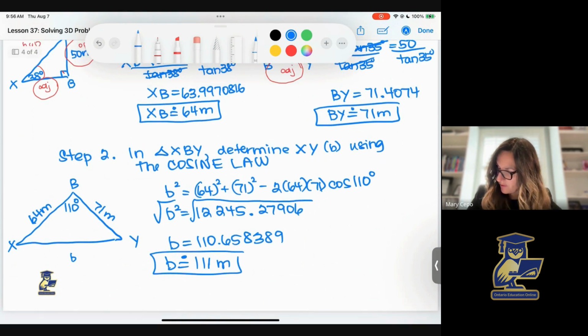Therefore, how far are the boats? Therefore, the boats are about 111 meters apart.